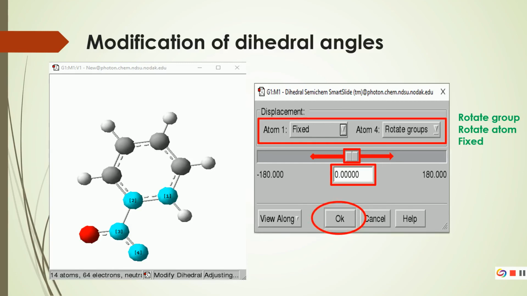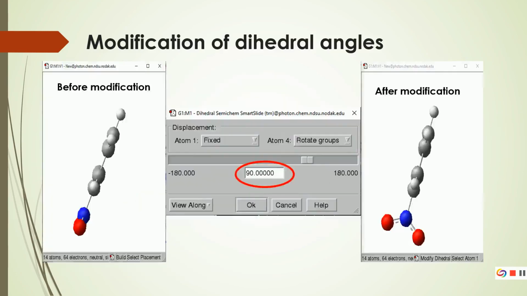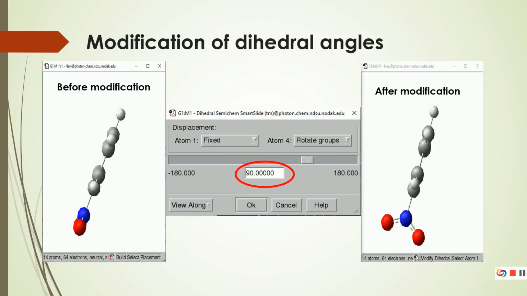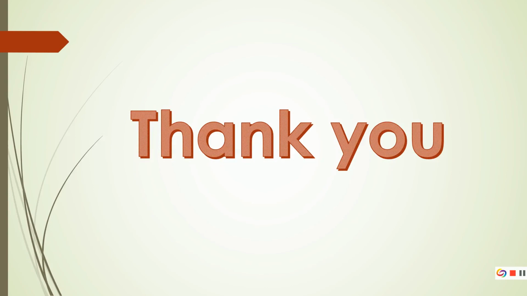Now for this example, I put 90 degrees. So you see what happens. I made atom 1 fixed. It will not move, but atom 4 will move like a circle. You see here, atom 4 makes 90 degrees about this plane. And that concludes my presentation.